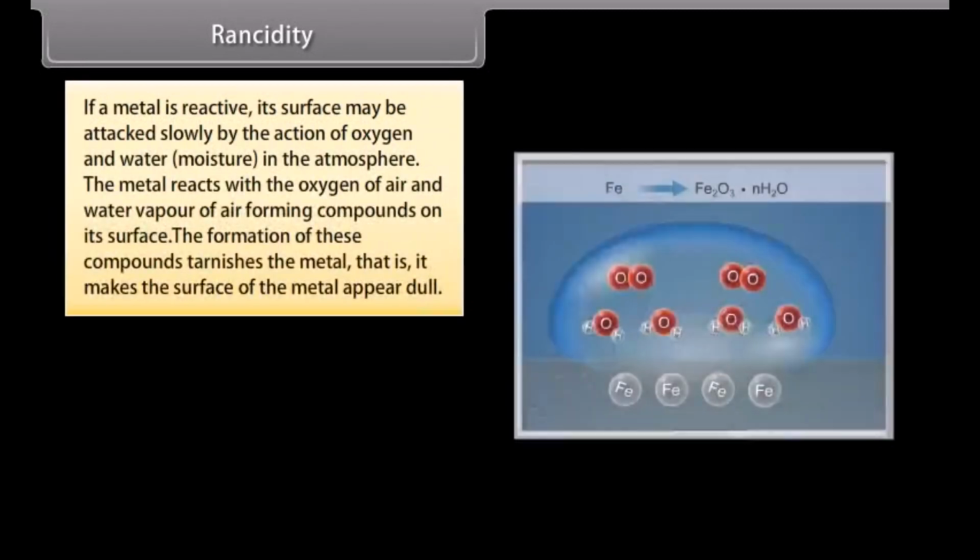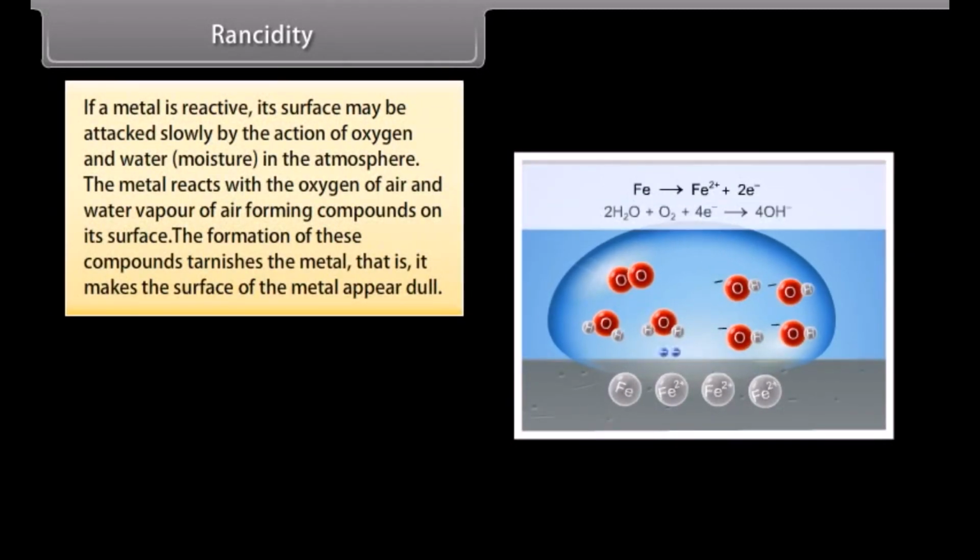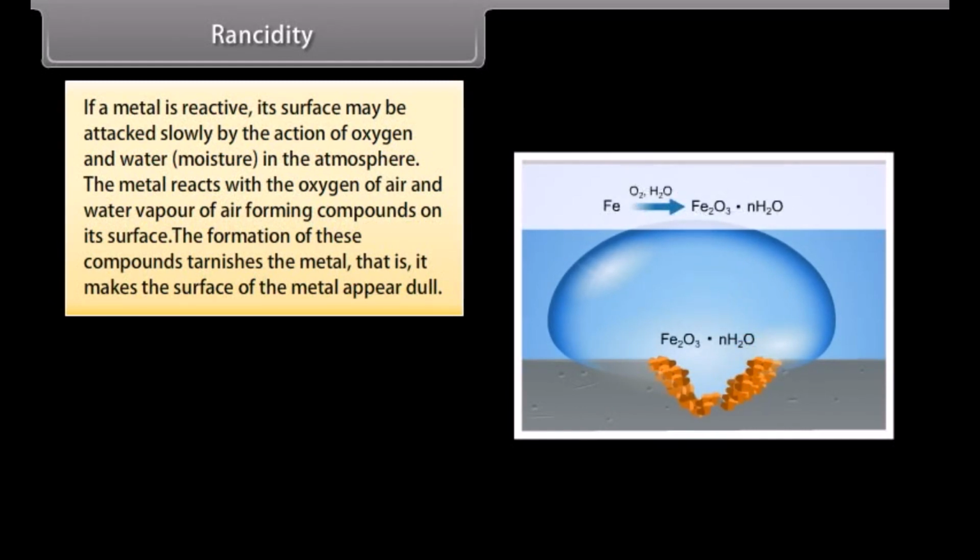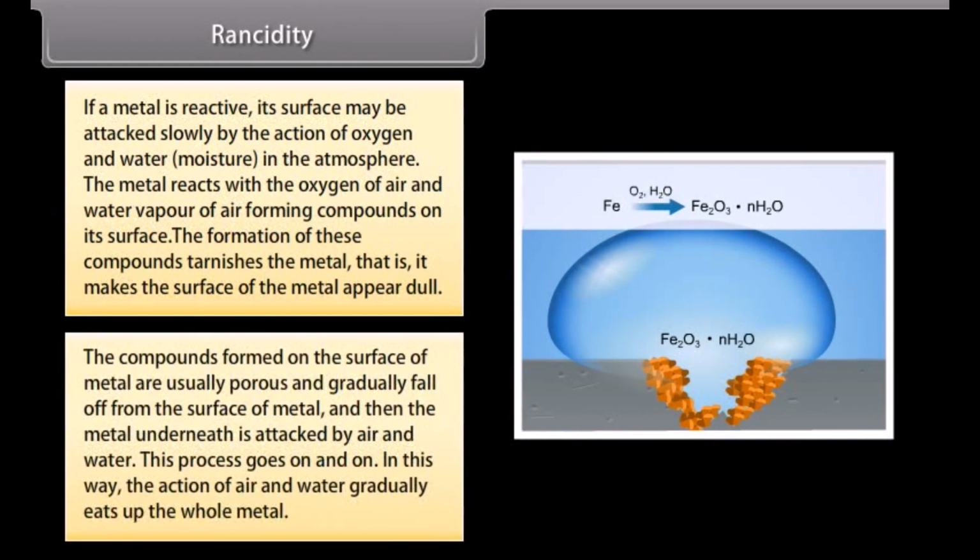If a metal is reactive, its surface may be attacked slowly by the action of oxygen and water in the atmosphere. The metal reacts with the oxygen of air and water vapor of air, forming compounds on its surface. The formation of these compounds tarnishes the metal. That is, it makes the surface of the metal appear dull. The compounds formed on the surface of metal are usually porous and gradually fall off from the surface of metal, and then the metal underneath is attacked by air and water. The process goes on and on. In this way, the action of air and water gradually eats up the whole metal.